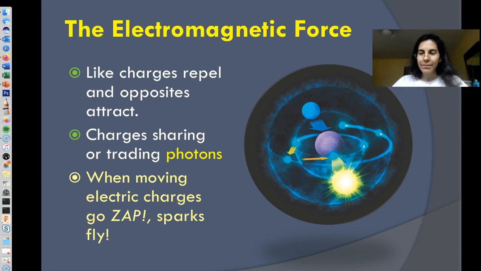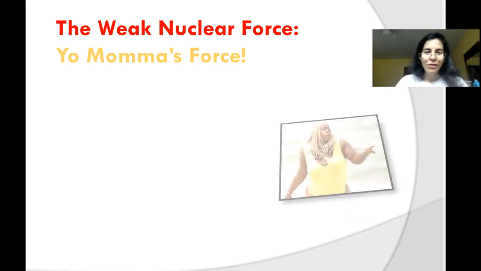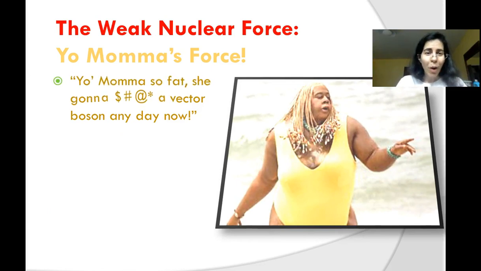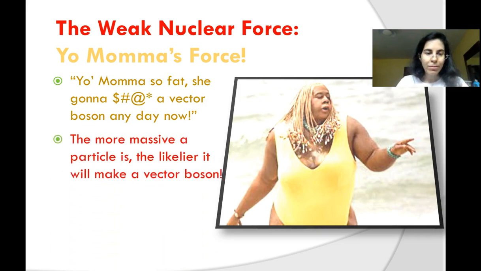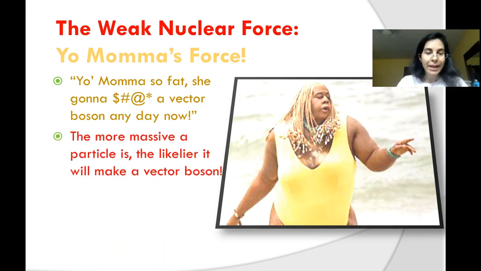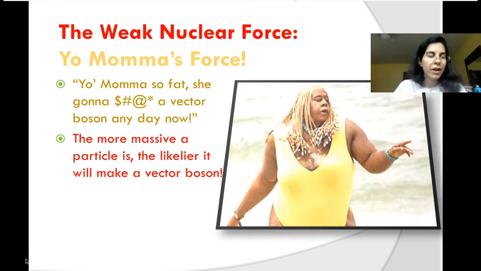I like to think of the weak nuclear force as yo mama's force. Why? Because yo mama, she's so fat, she gonna dump a vector boson any day now. That's the way it works. If you have an incredibly massive particle, you are more likely to make a vector boson. Fact. It's probability. E equals mc squared. If you have a lot of m, then you have a lot of mc squared. And that means you're going to have enough energy to be a complete spendthrift, to make whatever kind of crazy particles you want, to make some horrifically bad decisions.